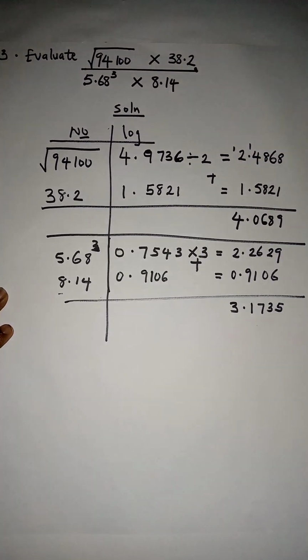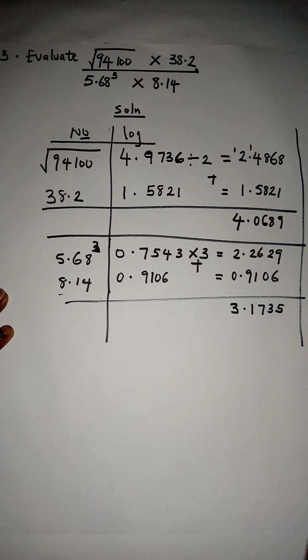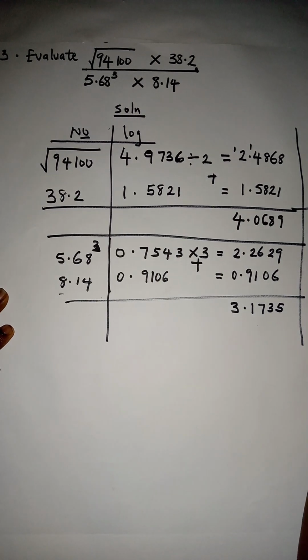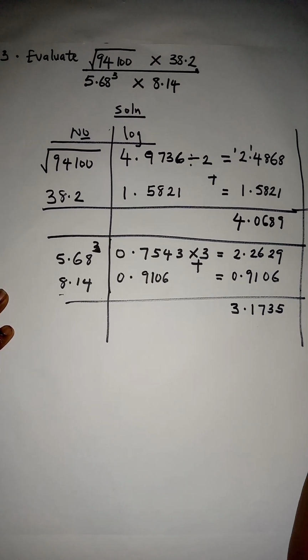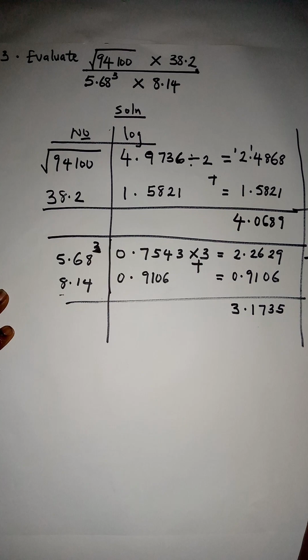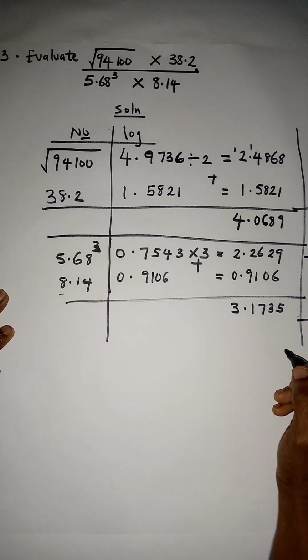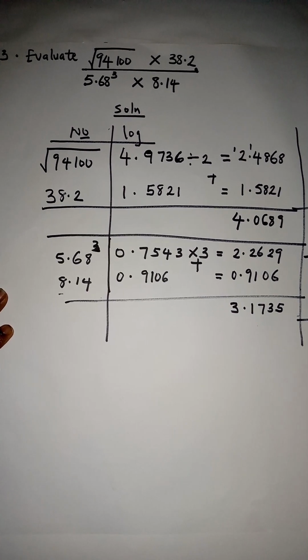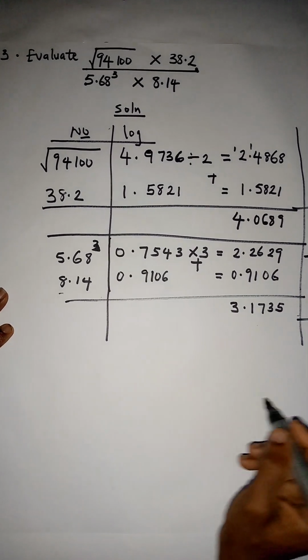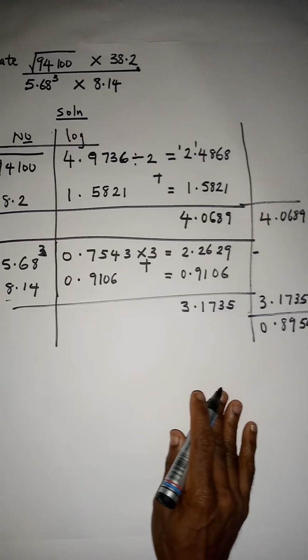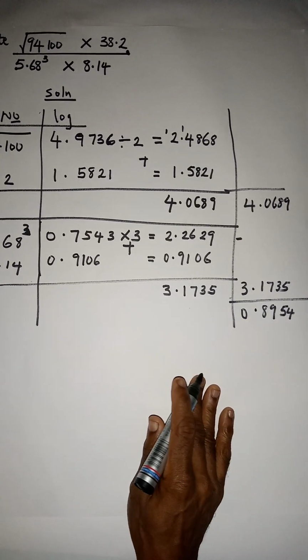Because of this division here, we are going to subtract the logarithm. So let's quickly draw another line here. Let's bring this value 4.0689 minus the value here, which is 3.1735. If we subtract that, we're going to have 0.8954. So let's get the antilog of that.